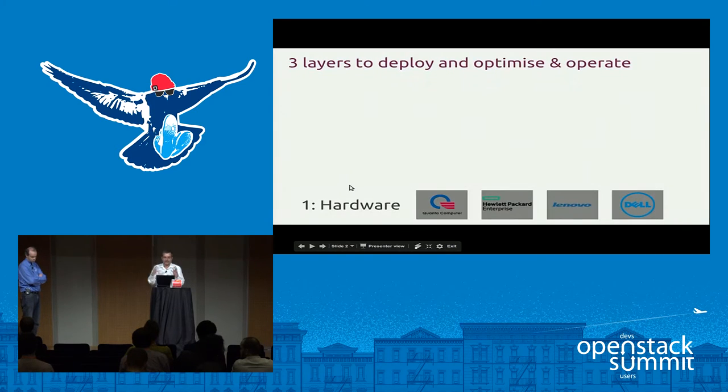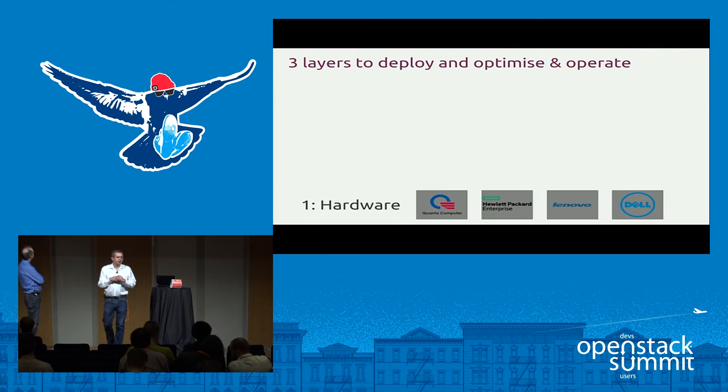In terms of the layers we need to operate and optimize, so hardware, of course, and I'll show you in a minute how we engage with hardware, but optimizing the hardware from different types of vendors in terms of taking advantage of particular accelerator technologies, particular hardware features that are in there.